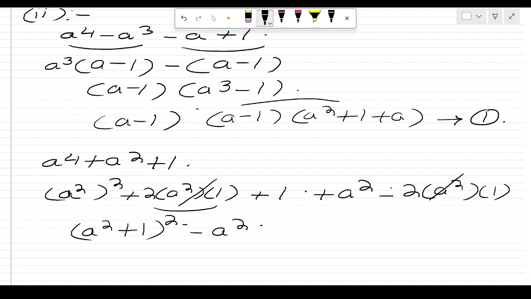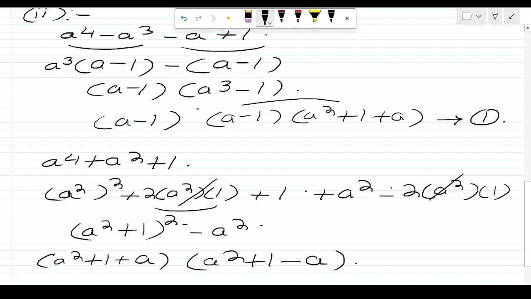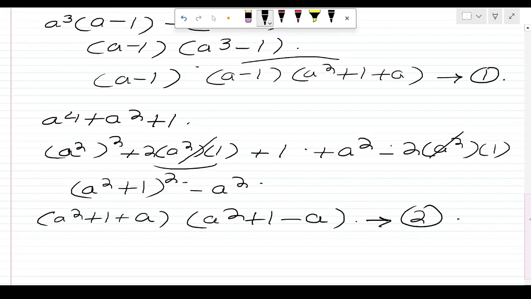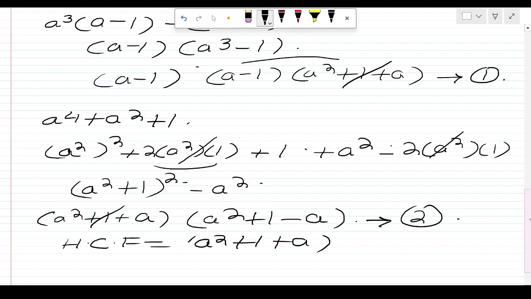So we can just use the third identity and write a square plus 1 minus a, and then we can write a square plus 1 plus a. So this will be our final factorized answer for the second part. Now what do we need to do? We need to find the HCF. The HCF is the common factors. So in the first we have a square plus 1 plus a, and in the second we also have that. So we can just write a square plus 1 plus a as our HCF.